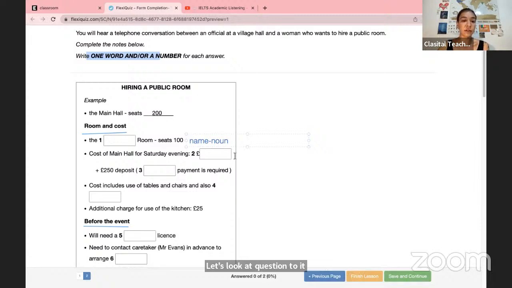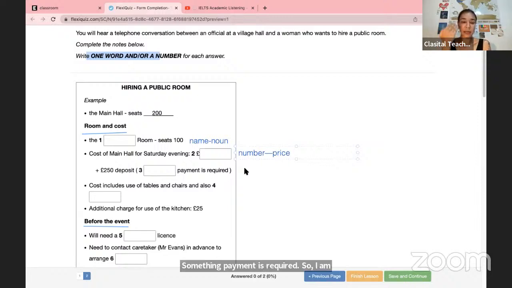It says the cost of main hall for Saturday evening, something pound. So I can assume that it will be a number, a price. So I should pay attention to numbers. Let me see. 350 deposit, something payment is required.